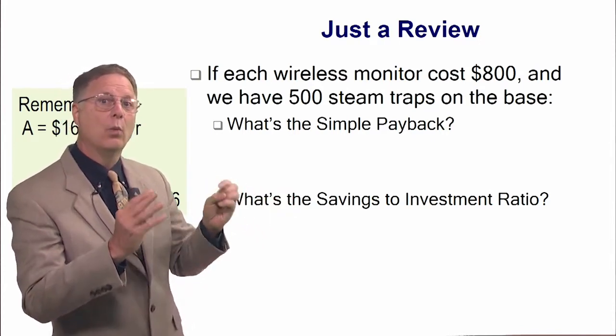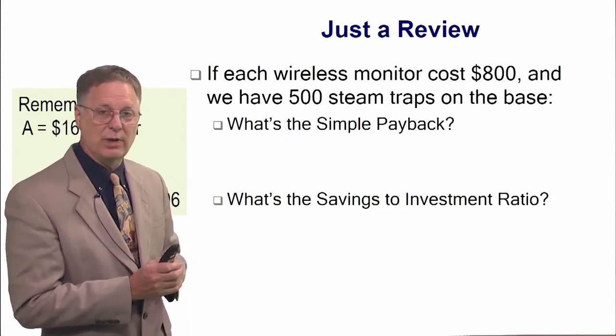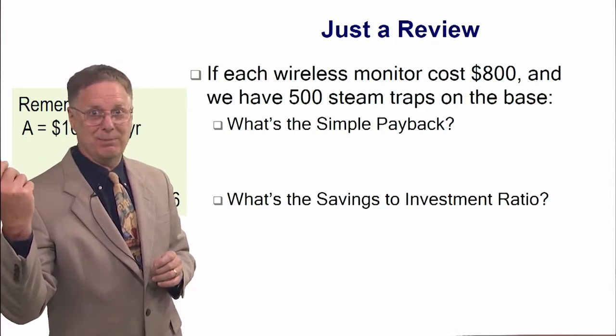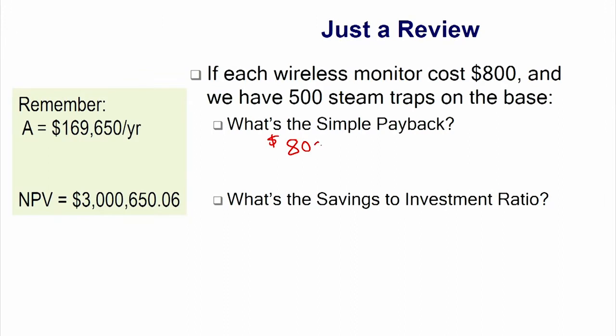Okay, so what's the simple payback? And what's the savings investment ratio? That's taking it back to the lesson a couple of lessons ago, about lesson number 2, right? Let's take that 800 times the 500, and lo and behold, yes, I just checked it out. It is $400,000.